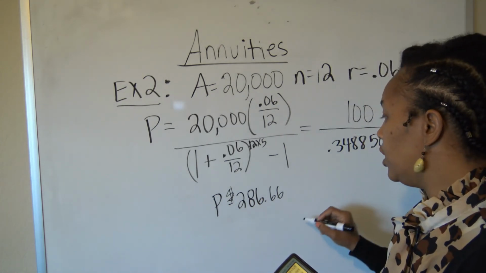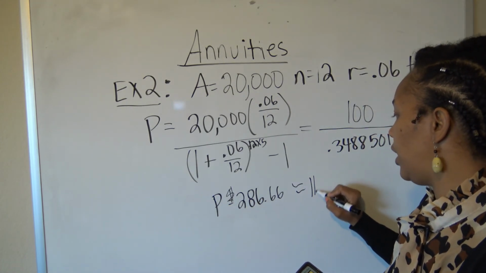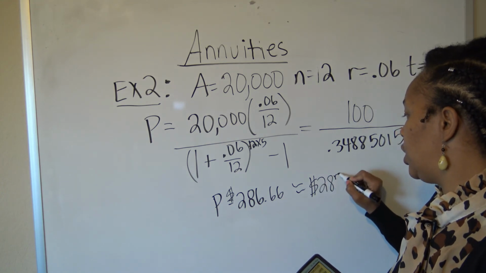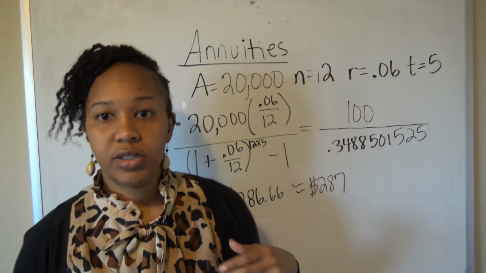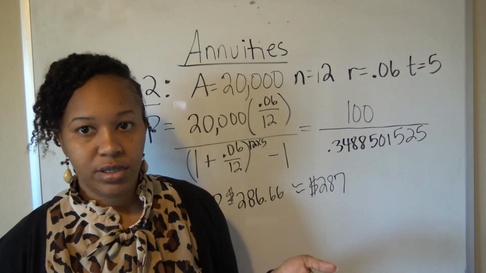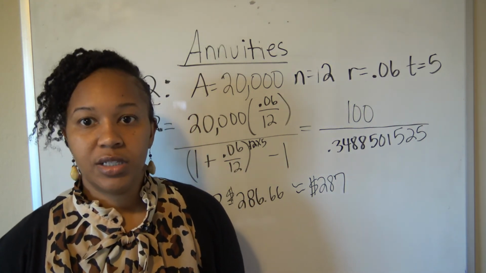Most of these will tell you to round to the nearest dollar. So that'll be approximately $287. So your monthly payment would be $287 in order to have that $20,000 in 5 years. All right. So you'll put $287 in this account.